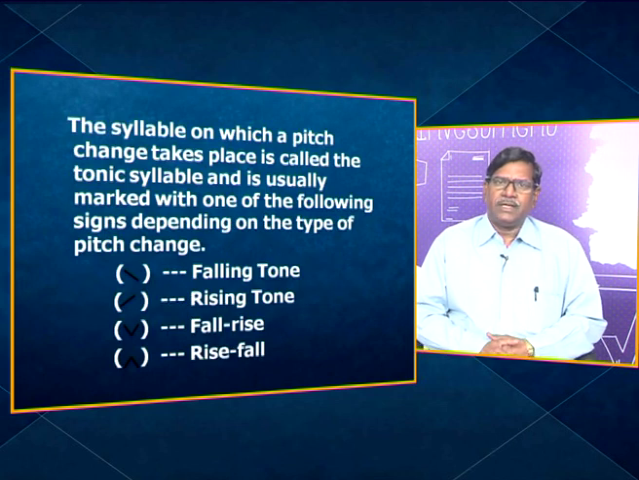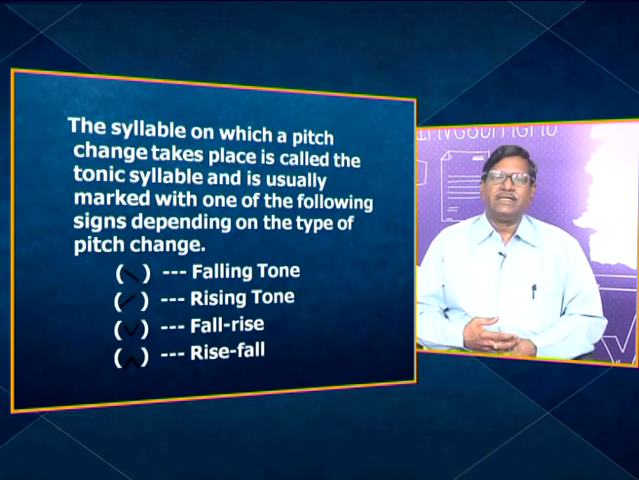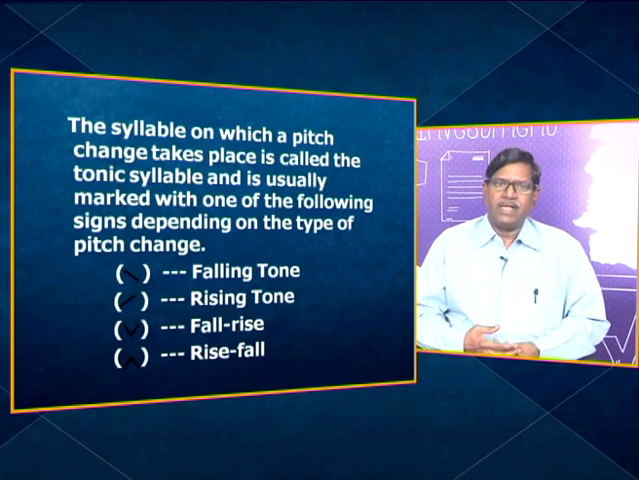The syllable on which a pitch change takes place is called the tonic syllable and is usually marked with slant lines which are shown there, depending on the type of pitch change. In the case of a tonic syllable, if a falling tone is to be used, it should be slanted like this, as shown there. And if it is a rising tone, again it is shown there. Fall, rise, rise, fall. That way, 4 types of pitch changes we can notice in the case of English.